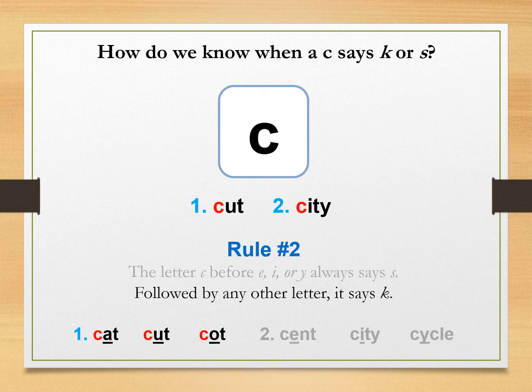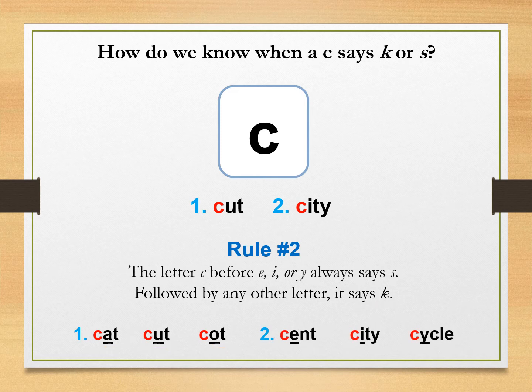Followed by any other letter, it says K, like in the word cat. Cat is the C is followed by an A, not an E, I, or Y. So it says cat. Cut. The letter C is followed by a U, not an E, I, or Y. So it says cut. And caught. The letter C is followed by an O, not an E, I, or Y. So it says caught.